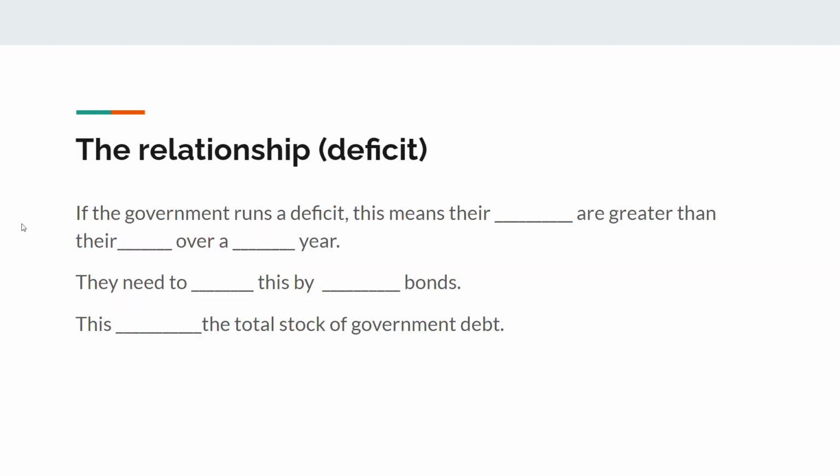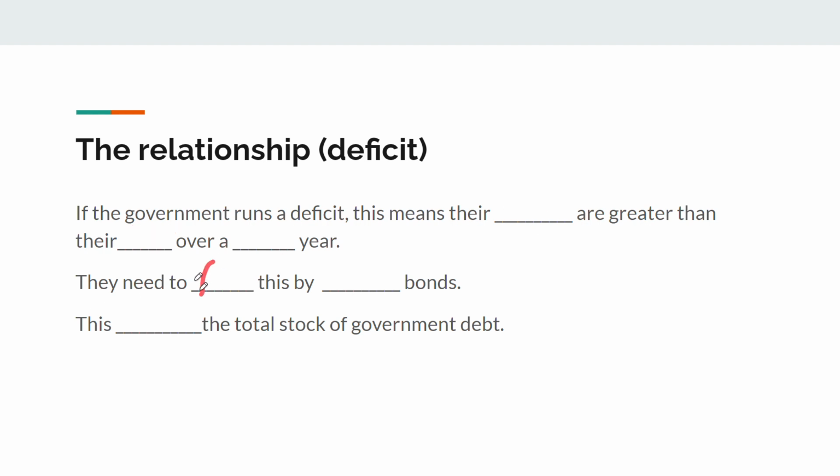Let's get into it. And I'm going to get you to do a lot of work in this video. So pause this and have a think. If we're running a deficit, let's see if we can fill out this paragraph here. A lot of this we've already done before. So if the government runs a deficit, it means that their expenses are greater than their revenues over a financial year. Yes, you got that right, I'm sure.